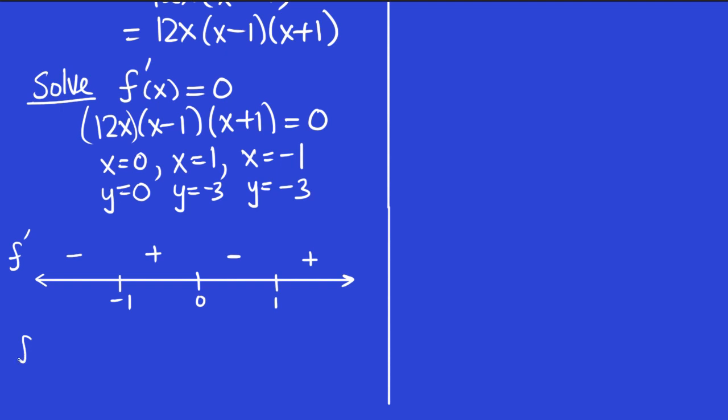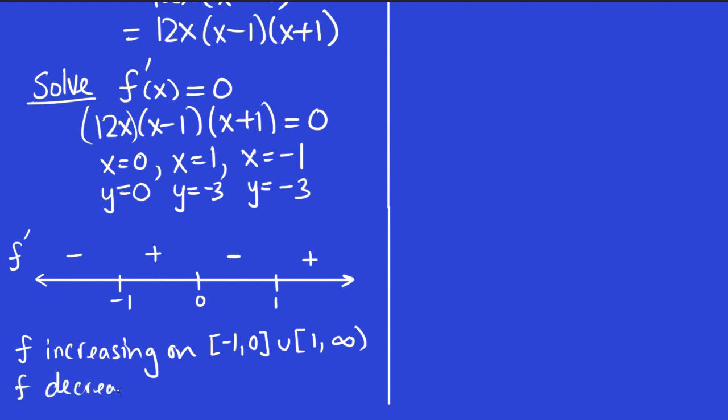So we can answer some questions now. We can say f is increasing on, well, wherever there are positive signs here, so minus 1 to 0, union 1 to infinity. And how about where f is decreasing? That would be from minus infinity to minus 1, union 0 to 1.